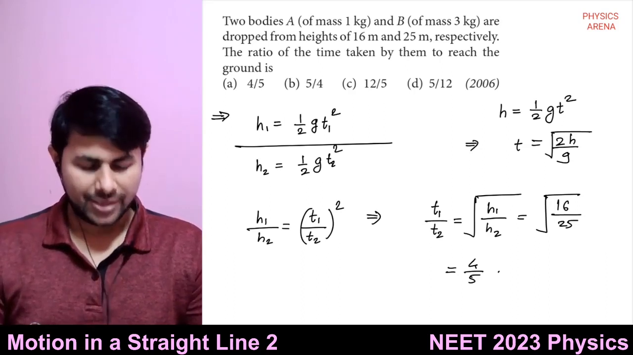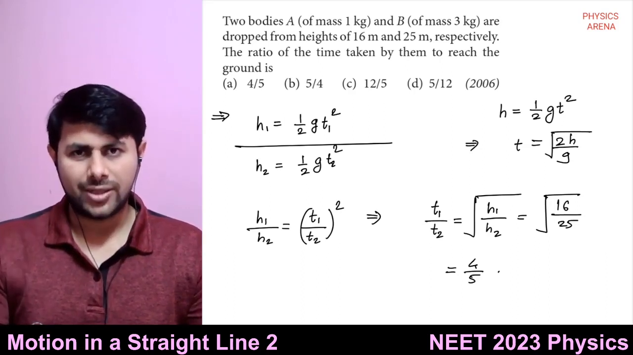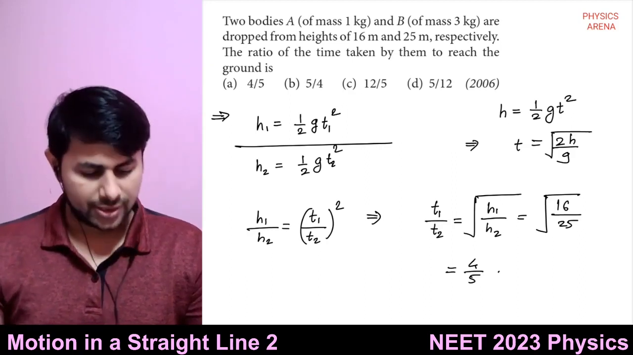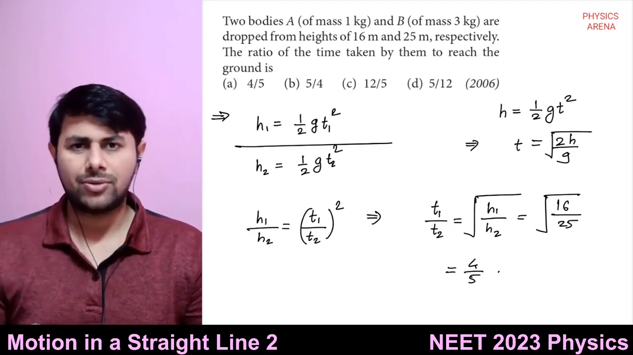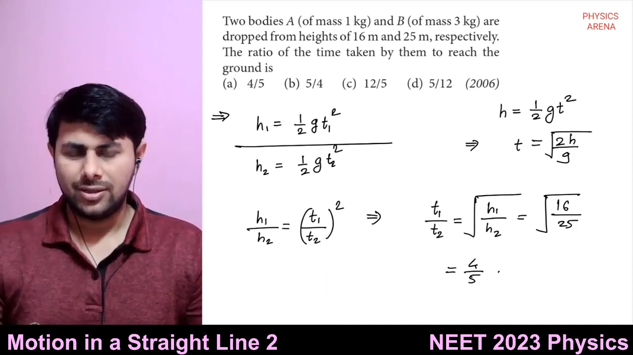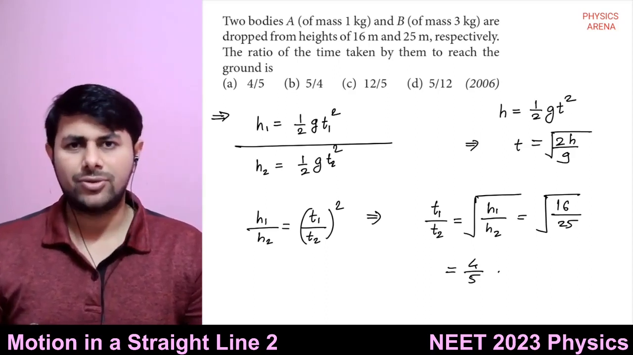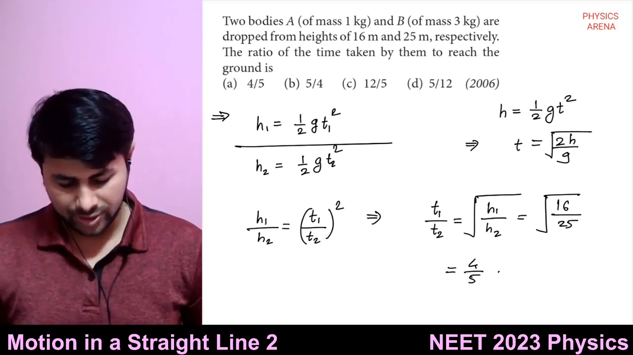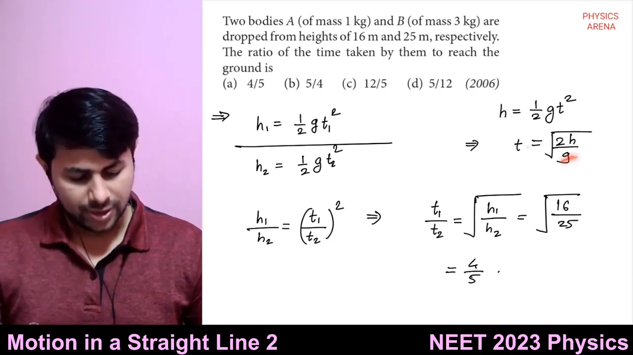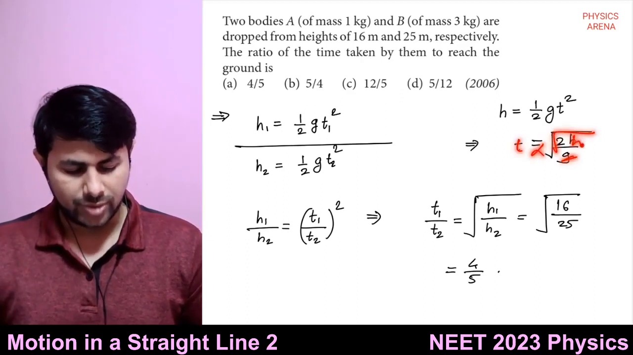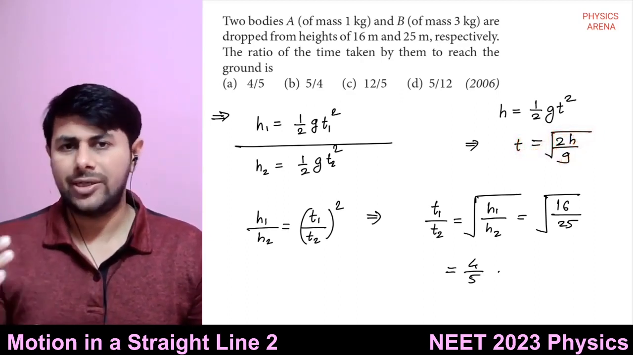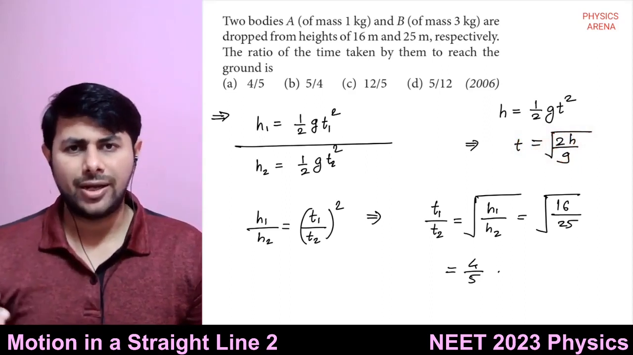Okay, so the time taken by a body under free fall to reach the ground is t. It's given by square root of 2h upon g. So if you know this formula, t1 by t2 is the ratio of what? Square root of h1 by h2 directly, because g and g will get cancelled out. So t is directly proportional to square root of h, and if you take the ratio, t1 by t2 will be just equal to square root of h1 by h2.